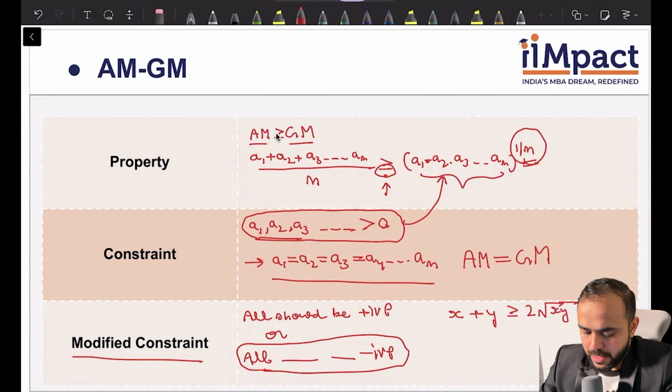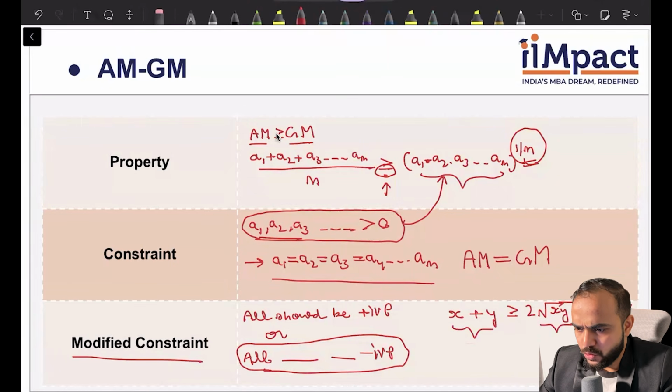Now, if x and y are negative, x plus y will be negative. However, root xy would be defined, because x into y would be a positive number. So root of xy will be defined. So 2 root xy would be a positive number. So we cannot have a negative number greater than or equal to a positive number.